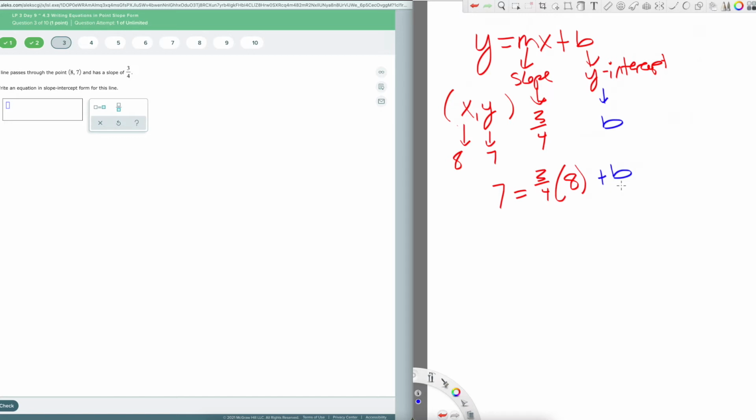So if I don't have one of those pieces, I need to start working toward attaining one of those two pieces, or both of them, if for whatever reason I need to. If they give me 2 points, I'm going to end up having to find slope and the y-intercept to use this form of the line. All right, so with this one, what we want to do is start simplifying.